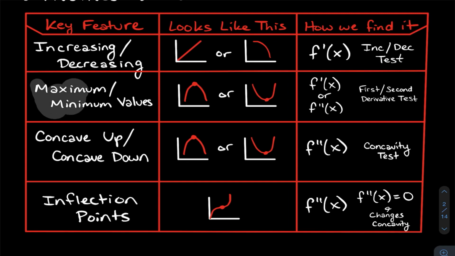Then we'll talk about max and min values. And again, that's pretty self-explanatory, right? A max value's up here, min value's down here. And we can use either the first derivative or the second derivative to find these max or min values.